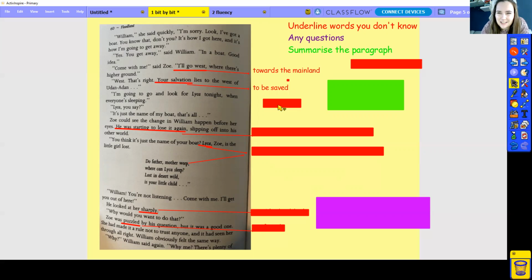Right, starting to lose it again. So I underlined that, but it means he's starting to act strange and weird again. So he's going odd. So you know how sometimes he's really normal and sometimes he's really not? This bit here, it's saying that he's starting to lose it. He's starting to act strangely again.